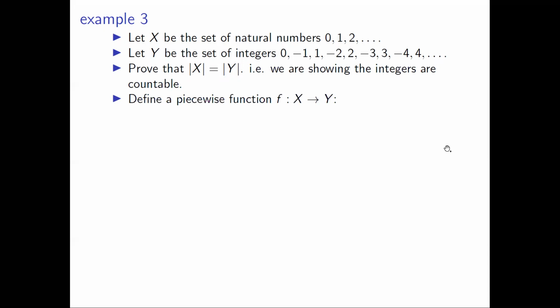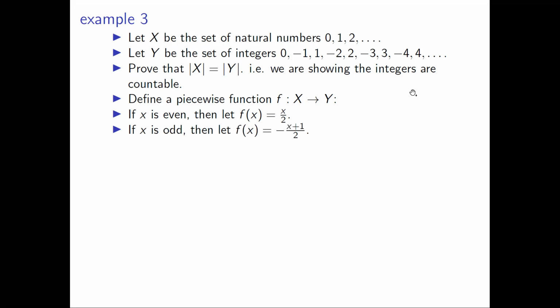So we'll define a piecewise function this time. Piecewise means the definition will be different depending on what the value of x is. So we can define it with multiple cases. And for this piecewise function, we'll only use two cases. If x is even, we will let f of x equal x over 2. And if x is odd, then we'll let f of x equal minus the quantity x plus 1 over 2.